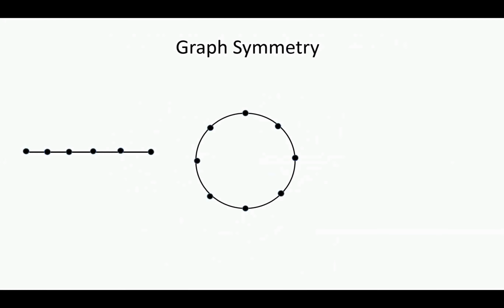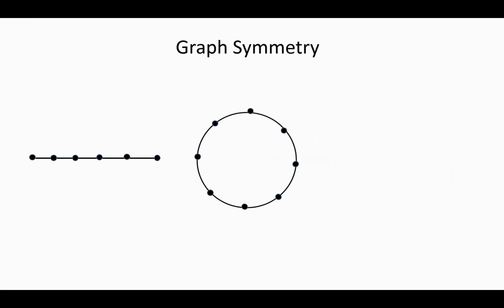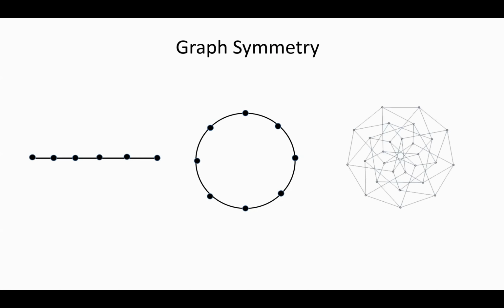So for example here, if I start off with a path and then a cycle, we'll see the path there has some symmetry, right? We've got reflections in this case. With the cycle, we can also reflect it, but then we could also spin it, right? We've got rotations and reflections. And then we've got another graph here that has lots of symmetries in it.